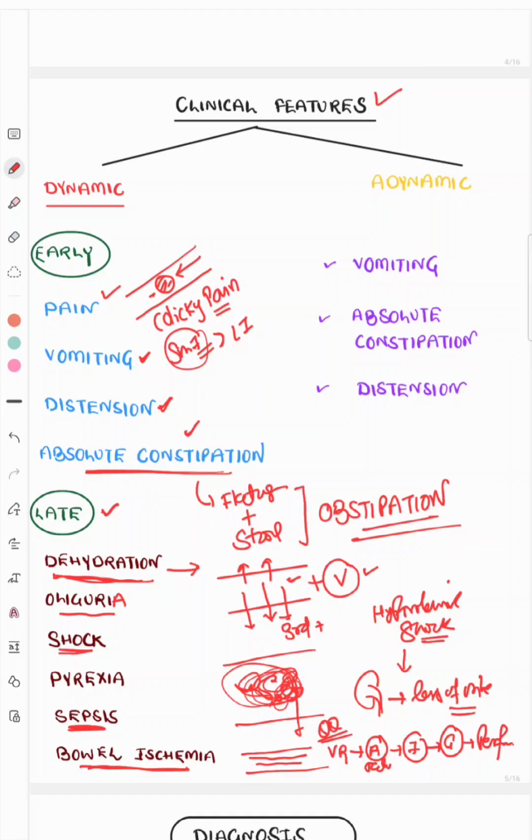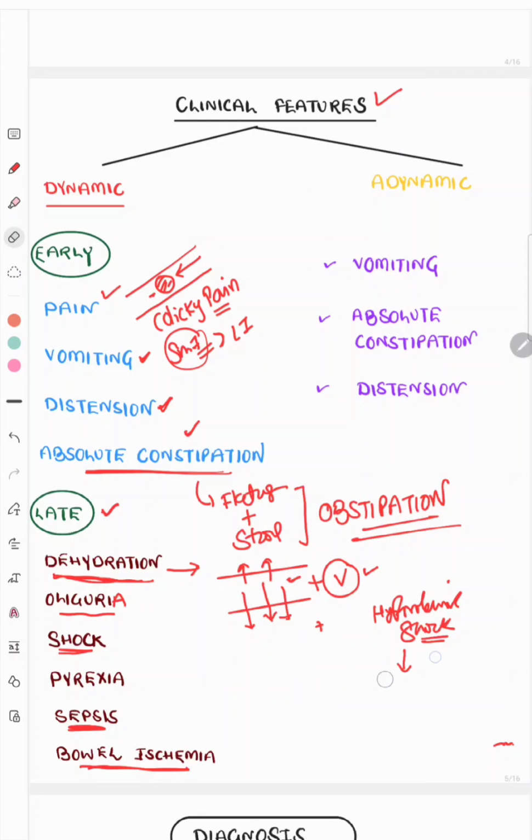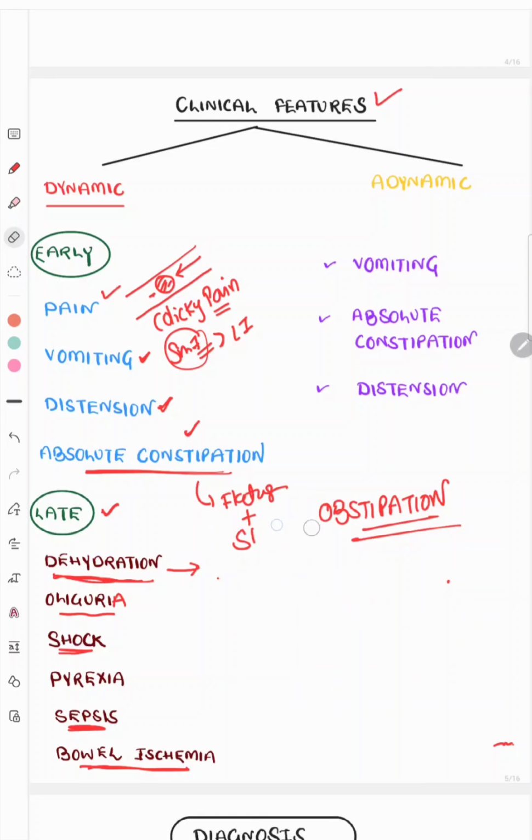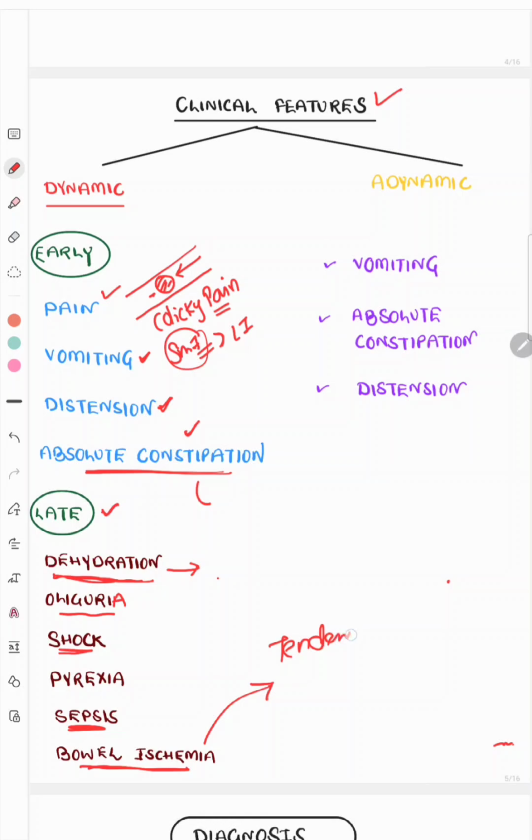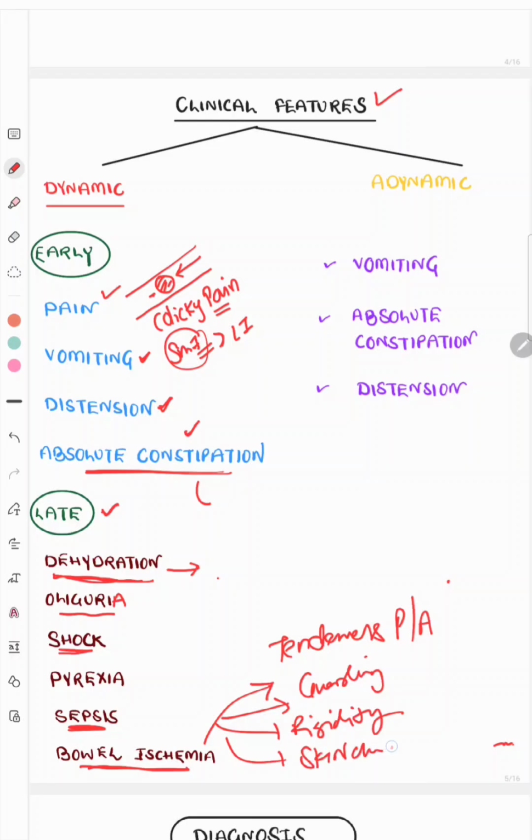So how do we know on the basis of history that ischemia or perforation is going to start in the intestine? So we are going to ask about any tenderness per abdomen, guarding, rigidity, skin changes over the abdomen. So on the basis of history, you can know about the status of the patient.